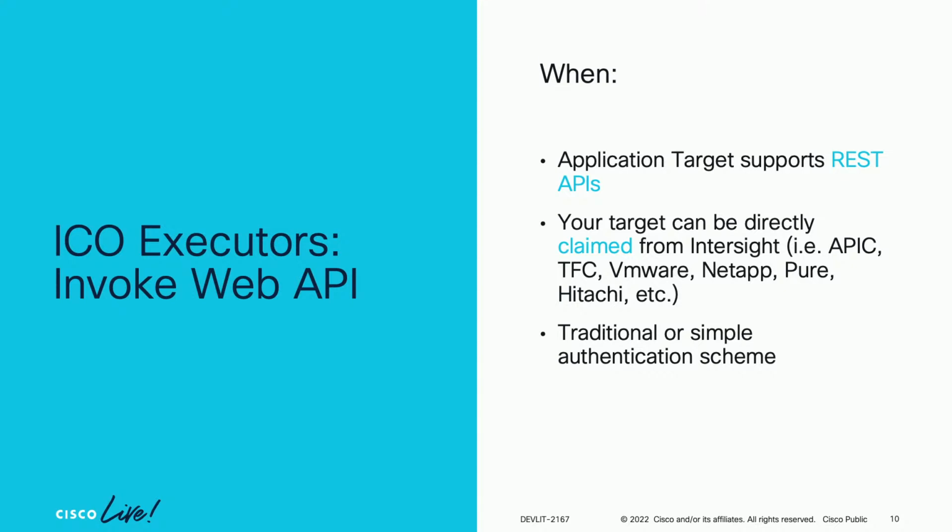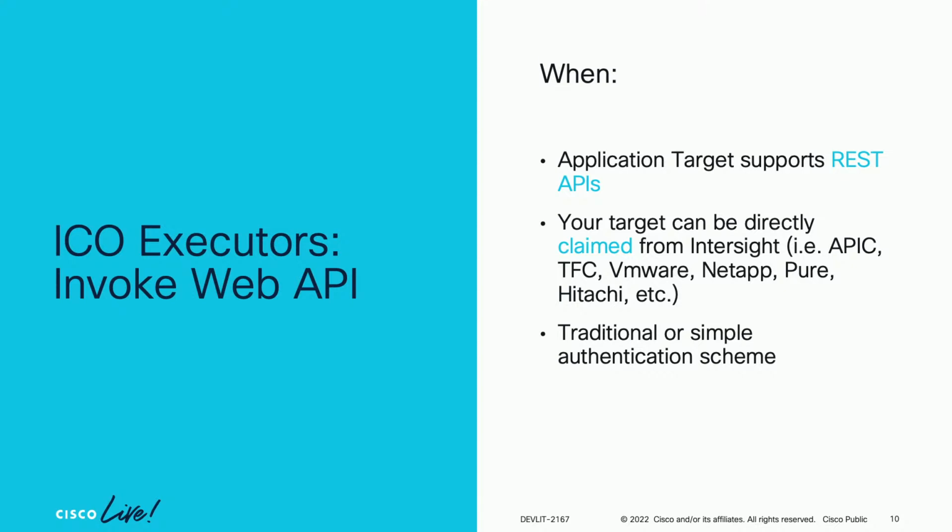So when are you going to use this? So obviously, when you don't have a native task and you need to create custom automation, and obviously your target needs to support RESTful APIs, otherwise it's quite useless, right? So there is a benefit that you get if you're targeting a target that you just claim natively in Intersight. For instance, if you claimed your Terraform Cloud organization, or your vCenter, or NetApp Storage, or Pure, Hitachi, whatever, there is a list of targets we support.